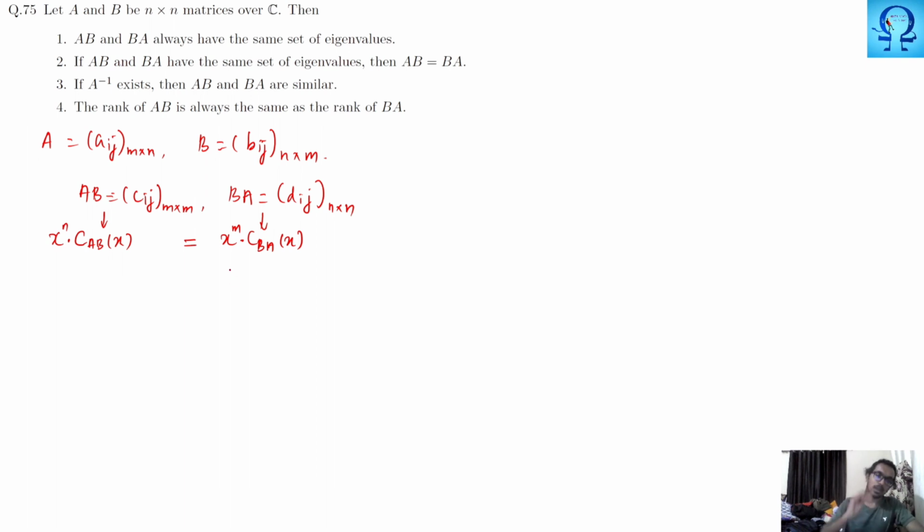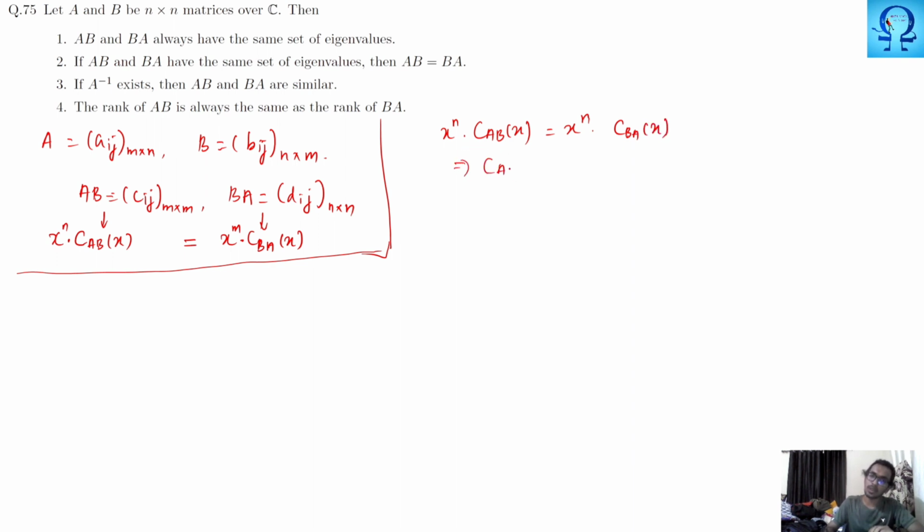Now, coming to the problem that we have here, both matrices are given to be of order n by n. So in this case, what happens? x power n times the characteristic polynomial of AB of x, and again here we'll have x power n times the characteristic polynomial of BA of x. So this x power n gets cancelled on both sides. So what we have is C_AB of x is the same as C_BA of x. That is, the characteristic polynomials of both the matrices are the same. If the characteristic polynomials are the same, then of course the eigenvalues are the same. Therefore, option 1 is a true one.